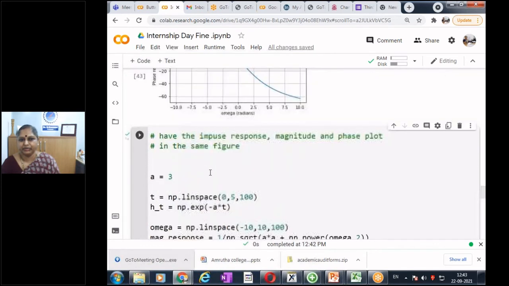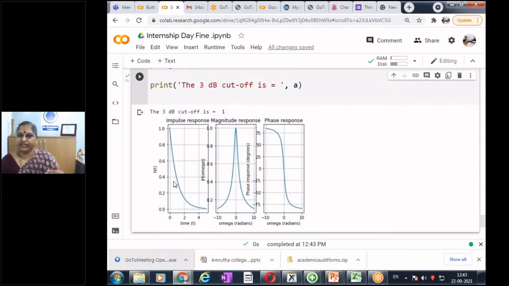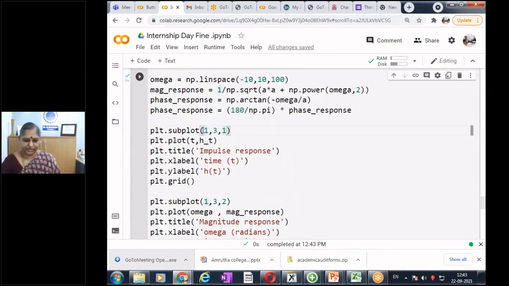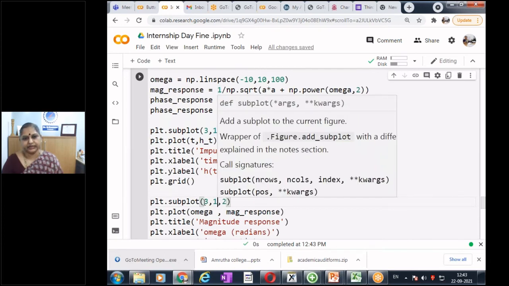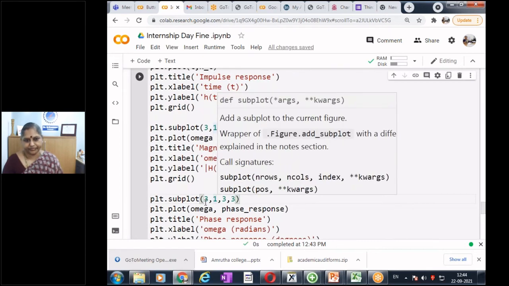So let me make A equal to 1. Increases. Yes. Putting A equal to 1, this is my impulse response, and this is the magnitude response. If you feel that one beside the other is not so clear, you make it 3, 1, and then probably the figures will be a little clearer.